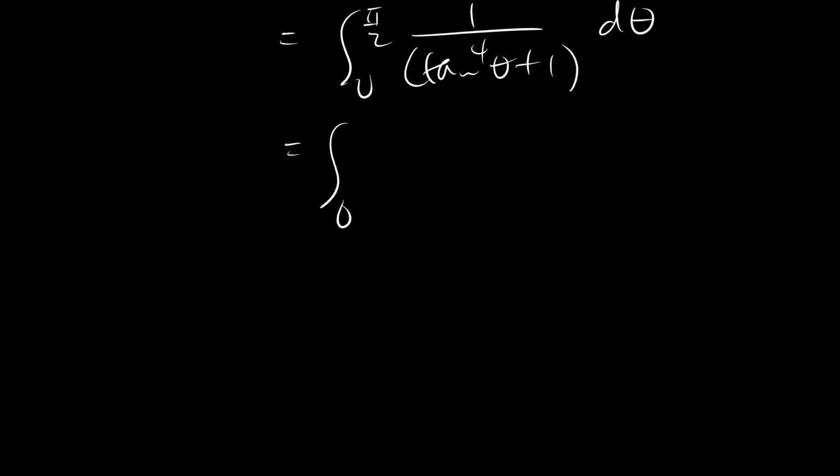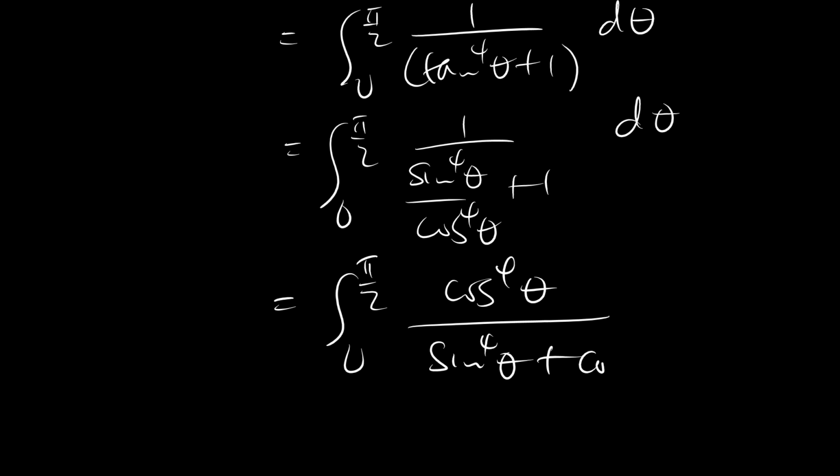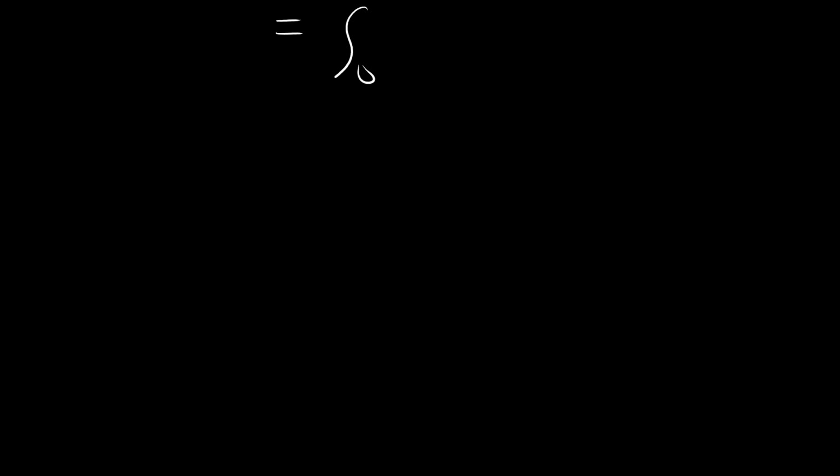And this can be re-expressed as 1 over sine to the power 4 theta over cosine to the power 4 theta plus 1. And so this is 0 to pi over 2 of cosine to the power 4 theta over sine to the power 4 theta plus cosine to the power 4 theta. Okay. Important thing to note here is now we're going to use a symmetry relation here, right? So we say that our problem is 0 to pi over 2 of cosine to the fourth over cosine to the fourth plus sine to the 4 theta.